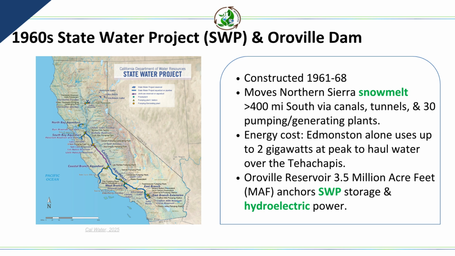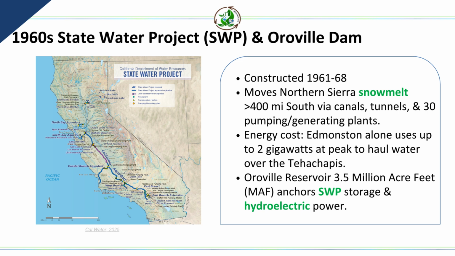The SWP was constructed between 1961 and 1968. Its purpose is to move snowmelt from the northern Sierra over 400 miles south using a system of canals, tunnels, and 30 pumping and generating plants. One of the key pumping plants, the Edmonston Pumping Plant, can use up to 2 gigawatts of energy at peak times just to lift water over the Tehachapi Mountains. That's a lot of electricity.